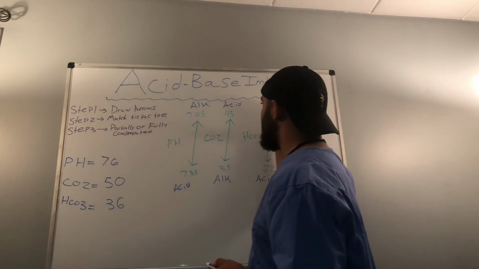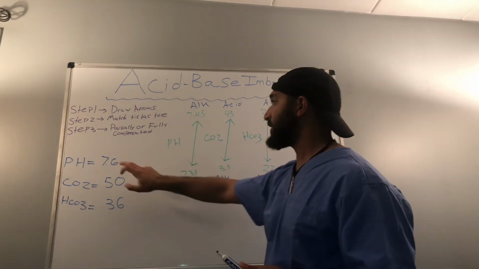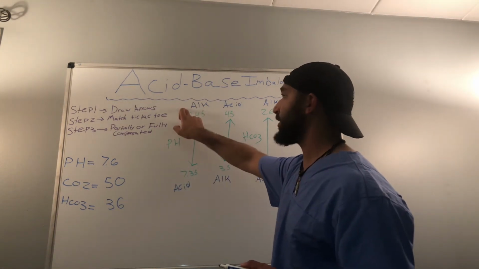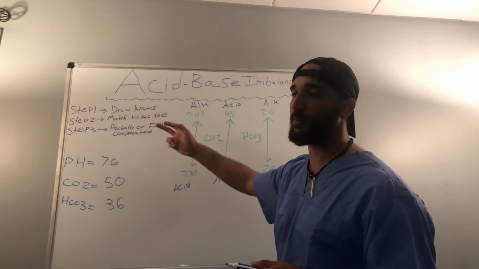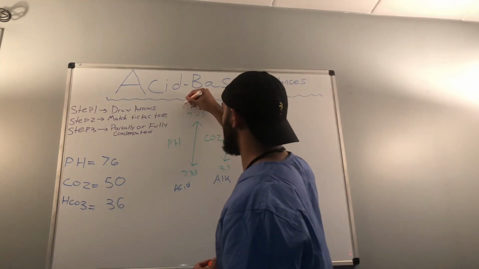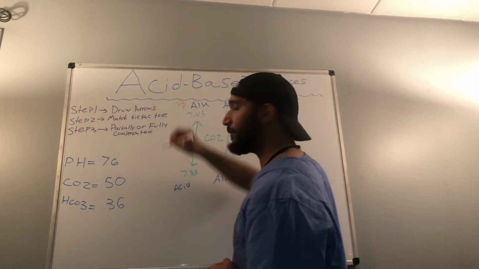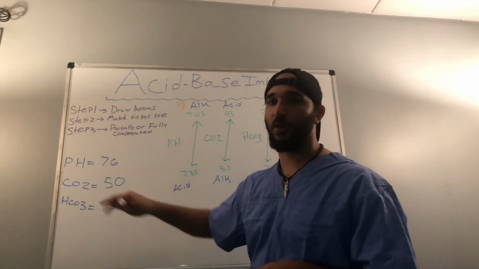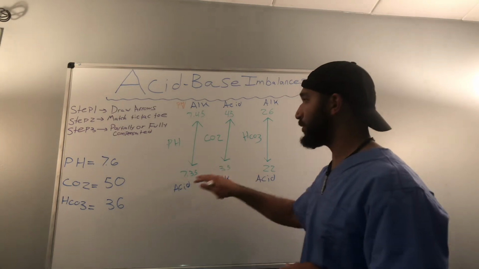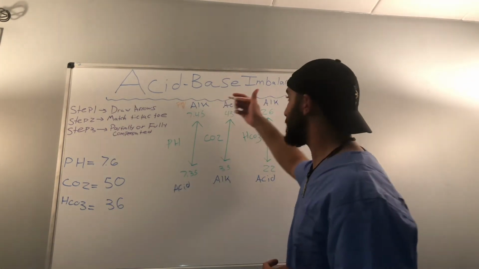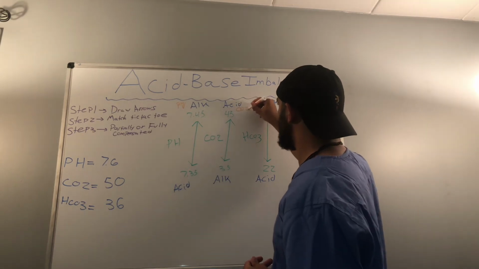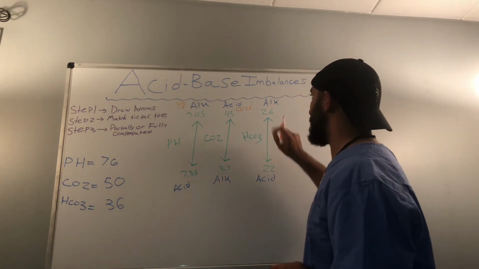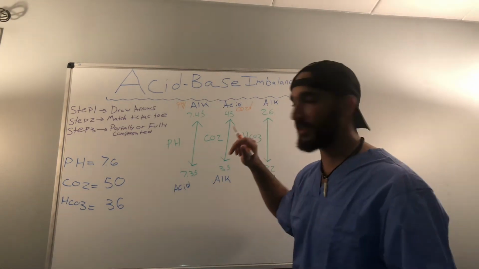So let's not look at any of this, let's just look at this one arrow, okay? 7.6, where in the spectrum does this fall in? 7.6 falls above here, because 7.6 is greater than 7.45. Let's just put a check mark right here for pH, okay? CO2, where does CO2 fall in here? CO2 is 50. CO2 is going to be greater than 45, so we're going to put CO2 here with a check mark, okay? And bicarb. Bicarb is 36, so we're going to put it above the 26 because it's greater than 26.